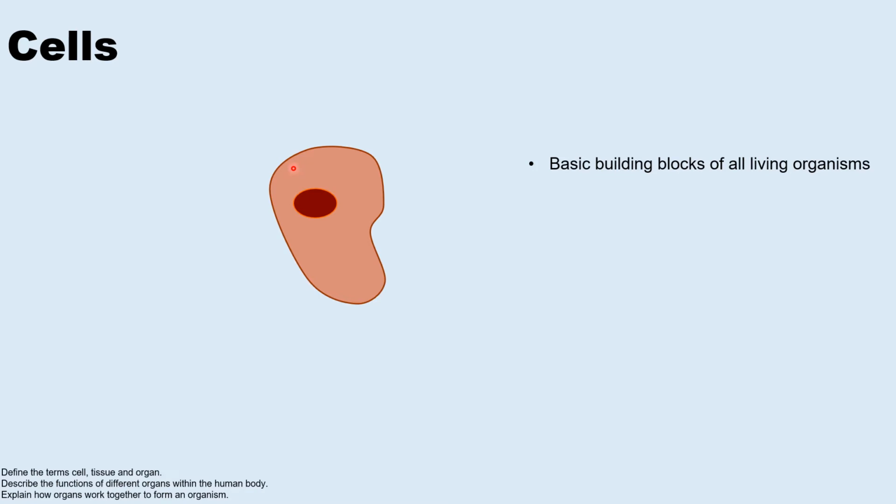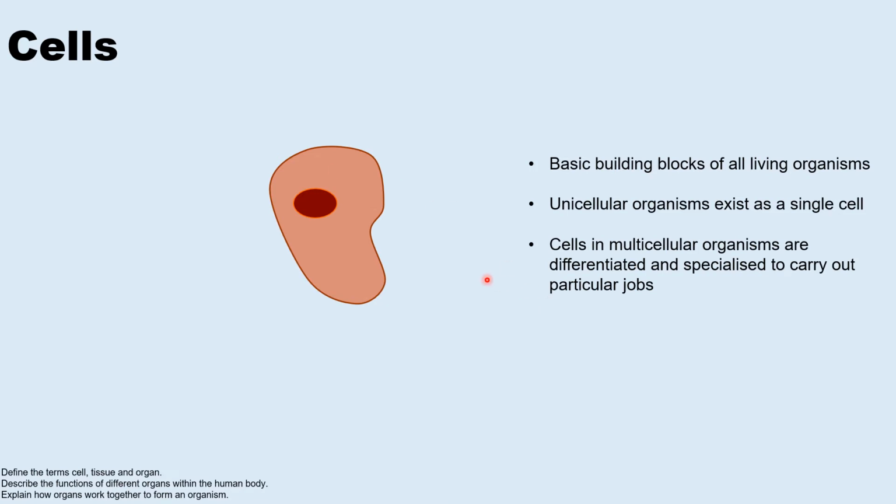Okay, so let's start with the simplest structure. Here we have a cell. Very simple cell. You can see it's got a nucleus. I've not put anything else in there because it's quite difficult to make things on computers. Cells are the basic building blocks of all living organisms. Unicellular organisms exist as a single cell, so this would be the entire organism existing within this cell. Cells in multicellular organisms are differentiated and specialized to carry out particular jobs.